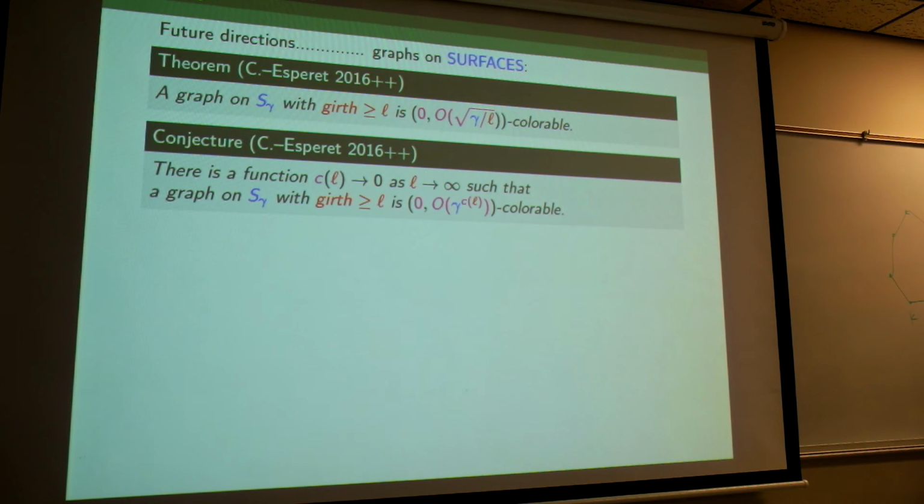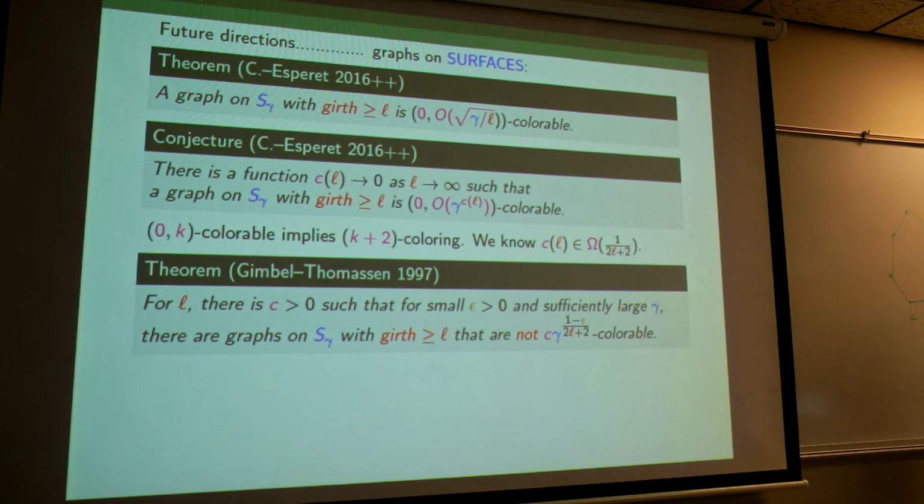So we suspect maybe this is not the correct growth rate, right? Maybe you can do better. Maybe the square root shouldn't be a square root, but maybe gamma to the 1/3 or maybe 1/4, something that grows quicker or slower, depending on how. So we conjecture that if you give me a graph on some surface with large girth, then you can partition it in 2 parts, and the second part can be gamma of some function that depends on L, where that function grows faster than this.